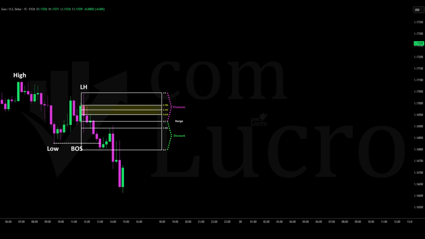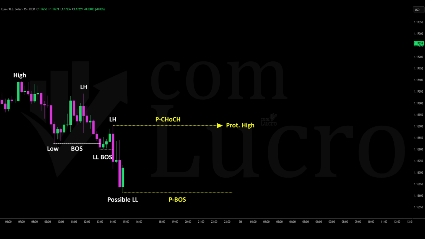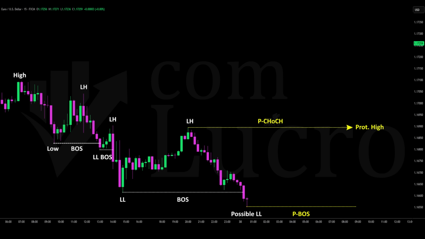To determine whether this pullback qualifies as a valid correction, we can use a simple method. We take the Fibonacci retracement tool and apply it from the beginning of the move to the end of the move. If the correction reaches the 0.382 level, then the pullback is deep enough to be considered a valid structure. Otherwise, we classify it simply as noise within the market. So in this particular example, it qualifies as a valid pullback. Once again, we can see another breakout to the downside, creating a fresh lower low and a new lower high.